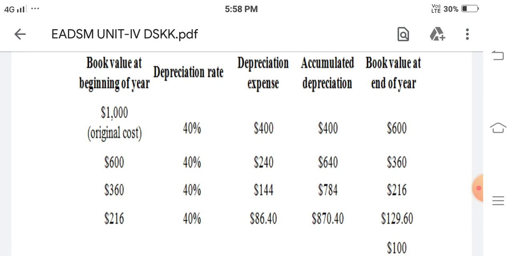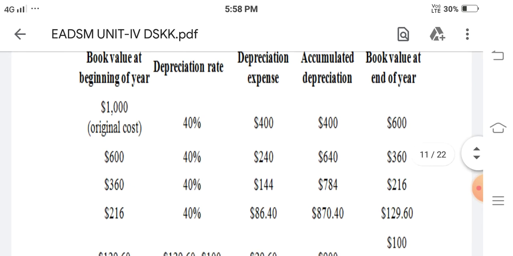So 40% of 600 is 240. That 240 is subtracted from the book value, so 600 minus 240 gives you 360. That 360 is the book value at the end of the second year, or the start of the third year. In a similar manner it continues with the same depreciation rate of 40%, which yields 144 rupees of depreciation expense for the third year.